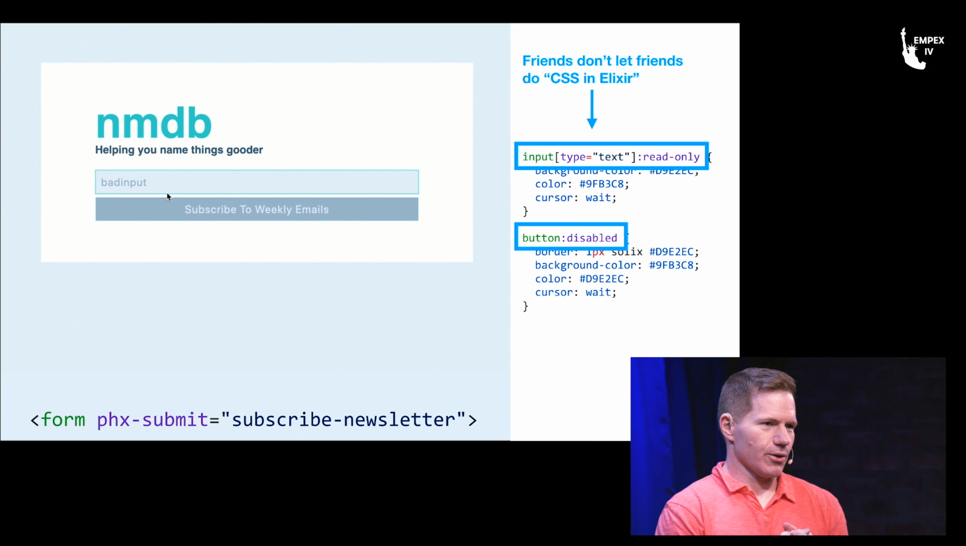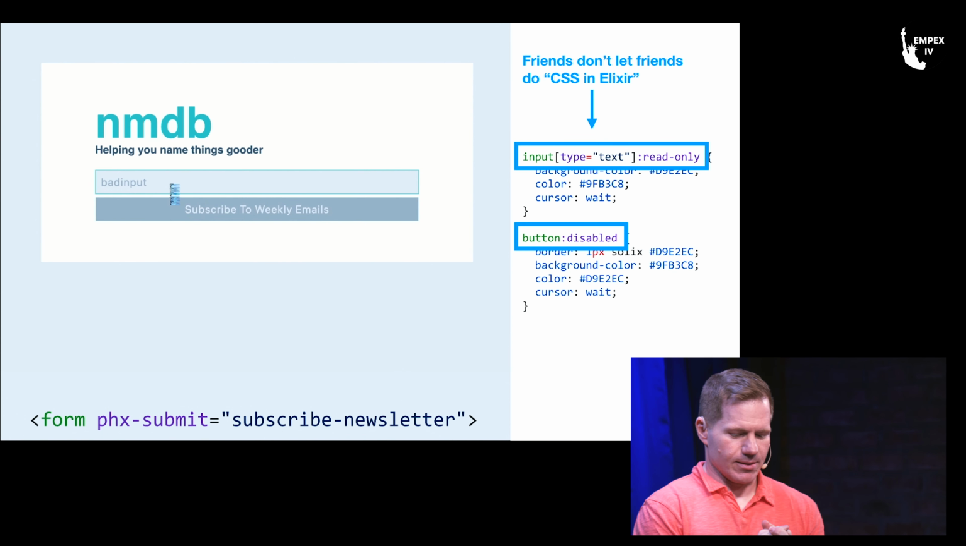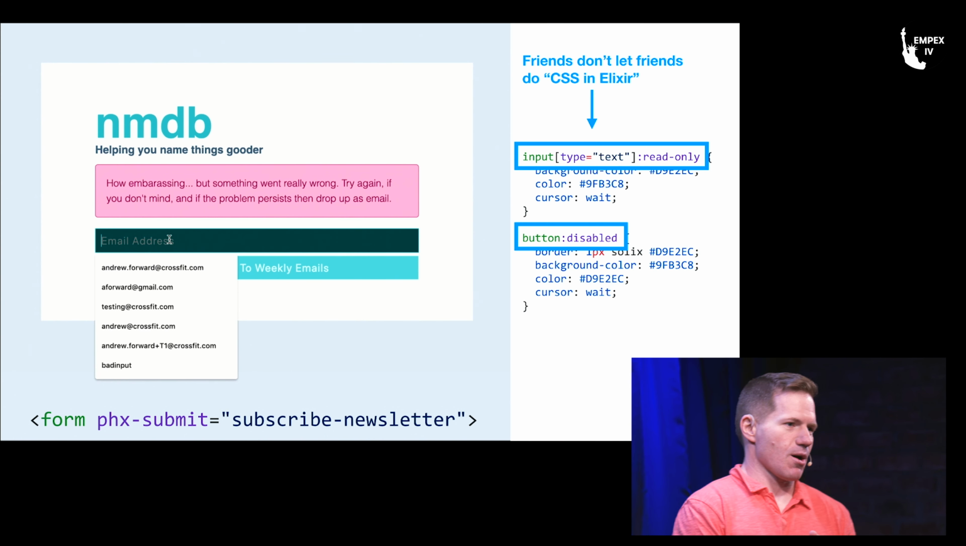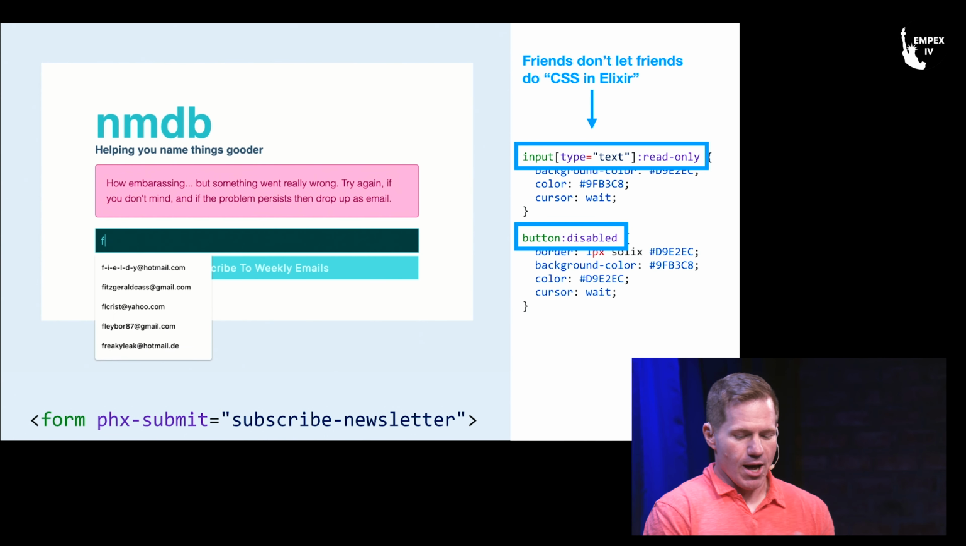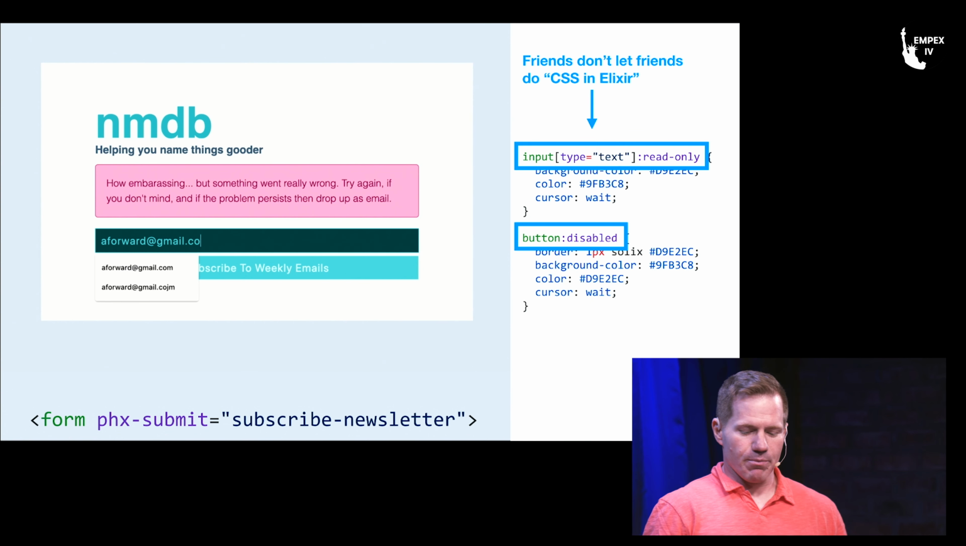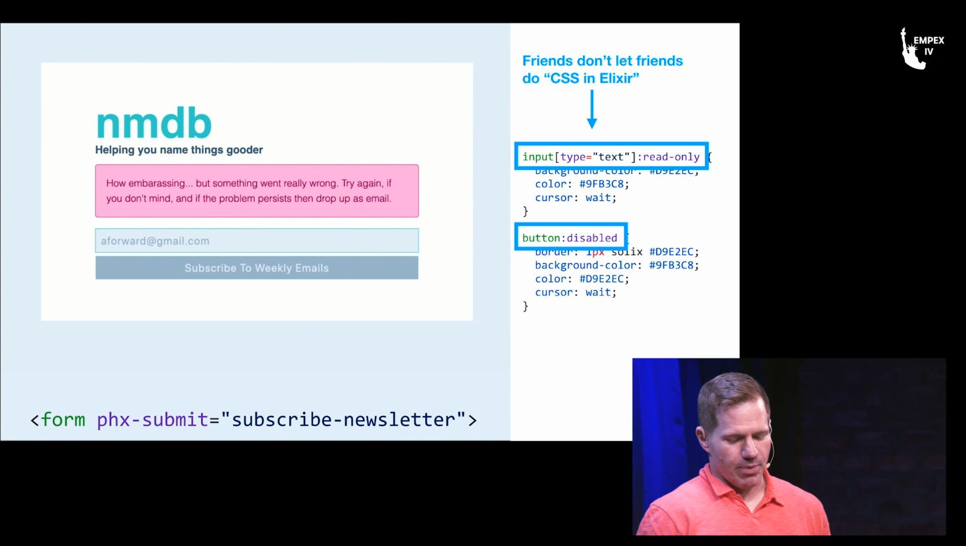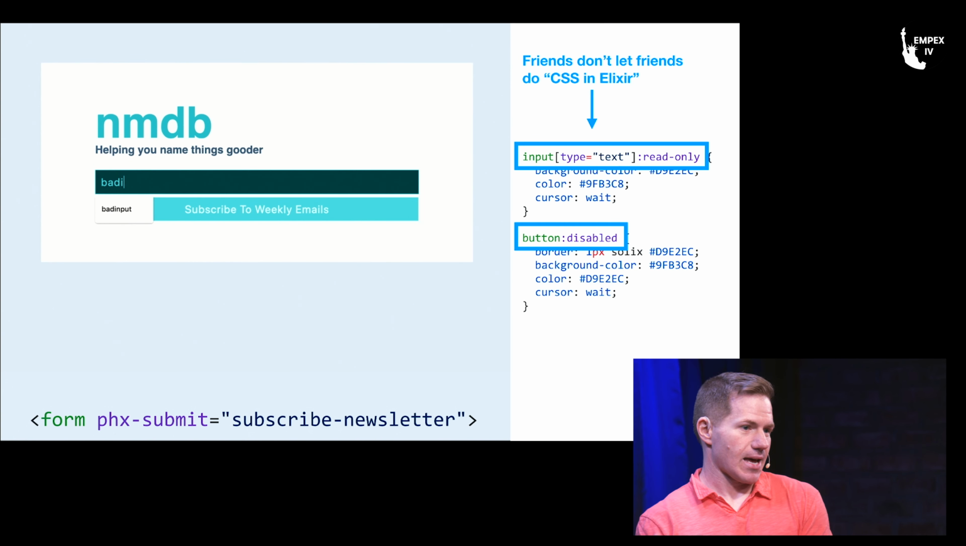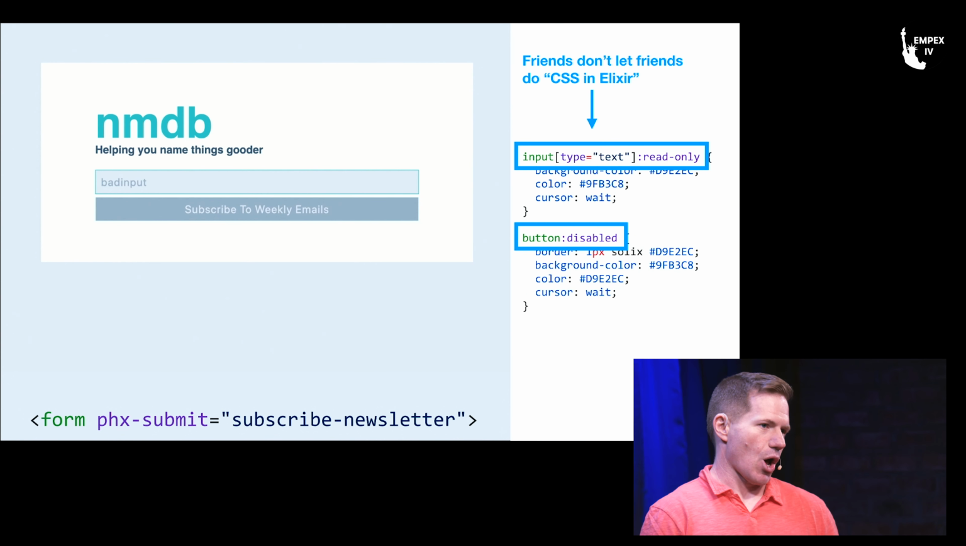Don't write your CSS in Elixir EX. Use what's available. Phoenix LiveView has done a great job to use what is available. Inputs are read-only, and buttons are disabled when you submit forms. Make use of that, and make use of that in CSS. Don't tack these on within your LEX code.